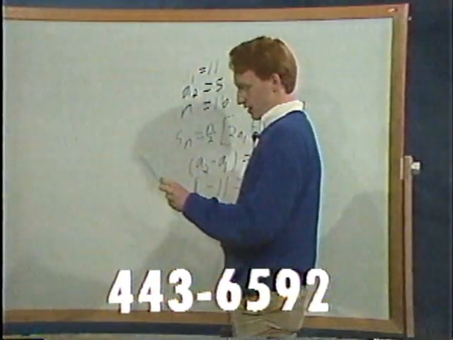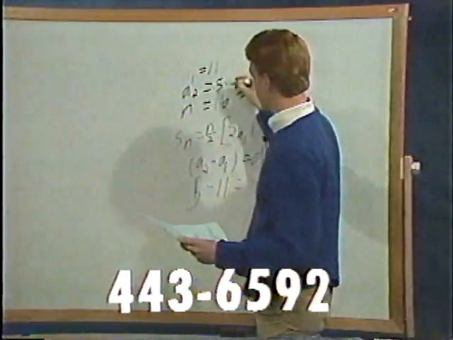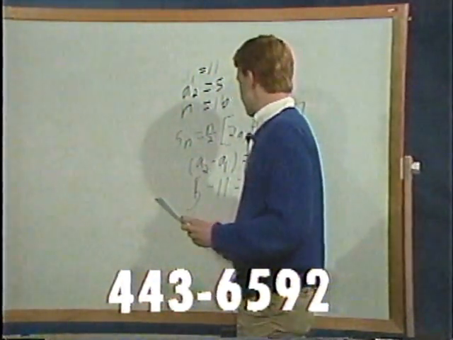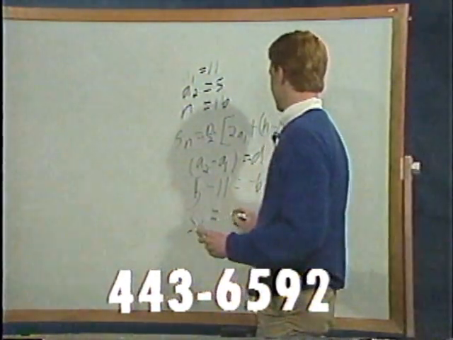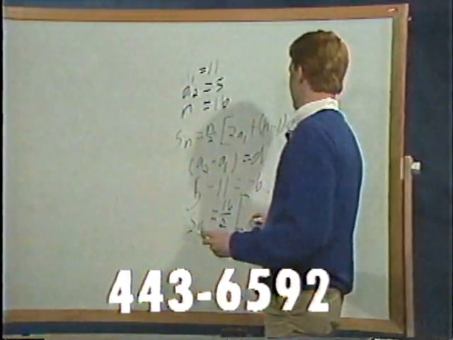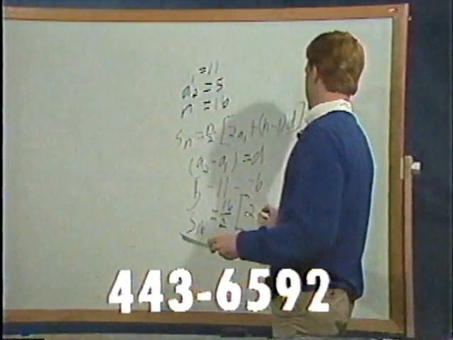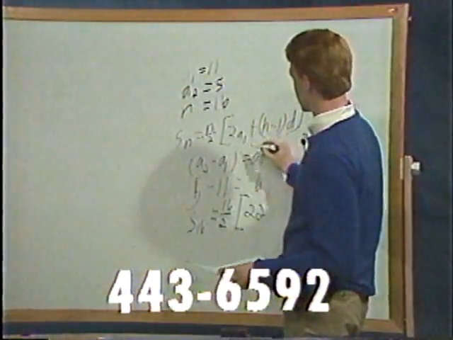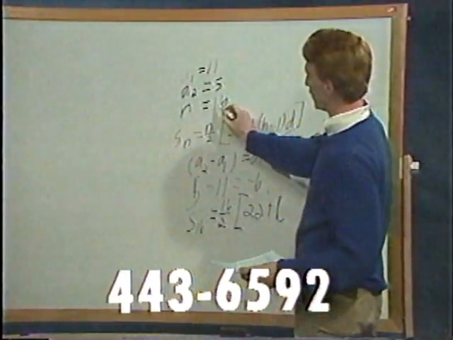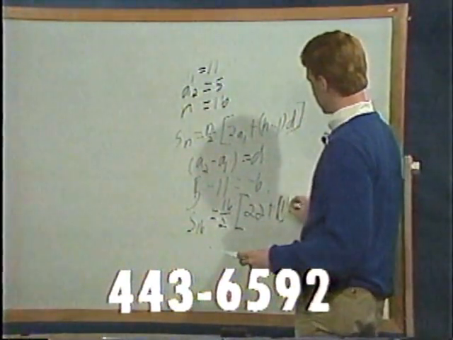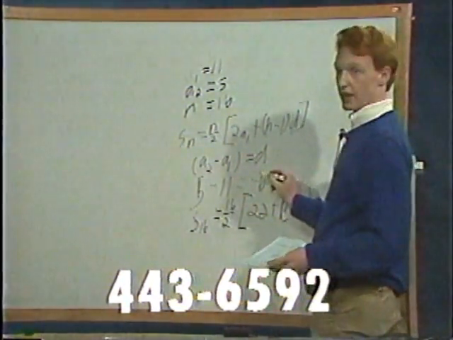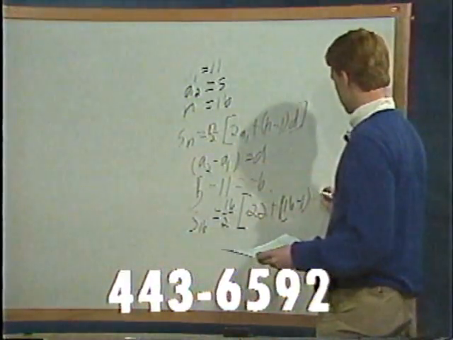Okay, the third step in this is to fill in your equation with the numbers you have above. S sub 16 equals 16 over 2 times the quantity of 22, which is 11 times 2 is 22, plus n minus 1. Your n is 16. 16 minus 1, which is 15, times d, which we figured out above, is a negative 6.